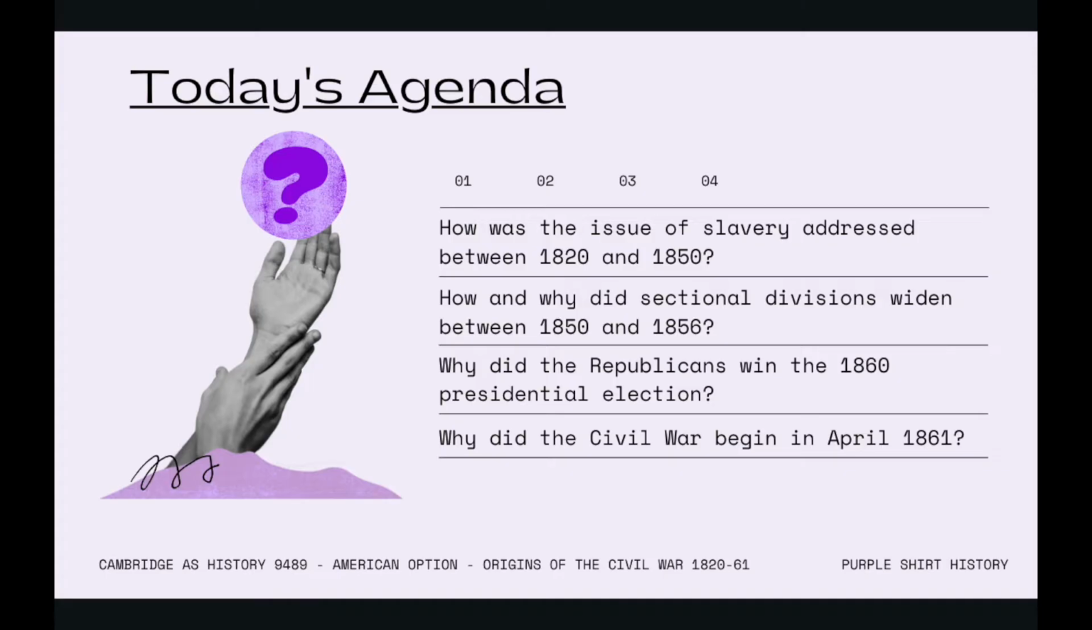How and why did sectional divisions widen between 1850 and 1856? Of course, the Compromise of 1850 is a big ticket item. You need to know, like I said, the balance between the free and slave states, and popular sovereignty, meaning the states could vote whether they wanted to be a slave state or a free state. This smashed a previous compromise called the Missouri Compromise, where there was a set line of longitude that said anything below this can be a slave state and anything above this cannot be a slave state. So that was the first big thing that happened in the 1850s.